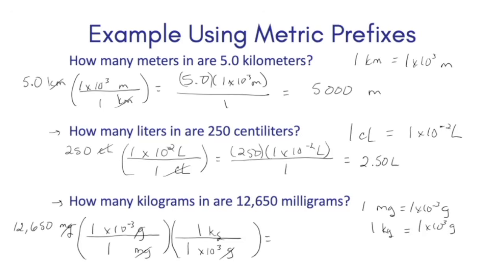Grams cancel, leaving kilograms. So 12,650 times 1 times 10 to the negative third, that answer divided by 1 times 10 to the third is 0.01265 kilograms.